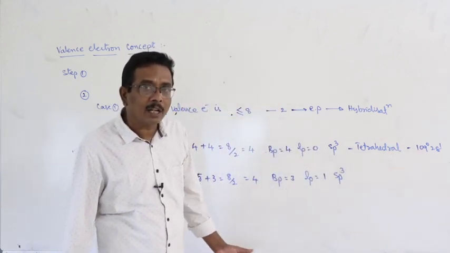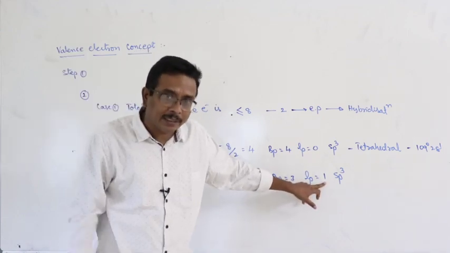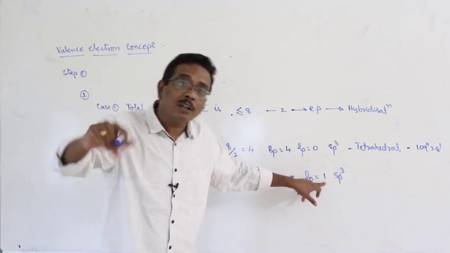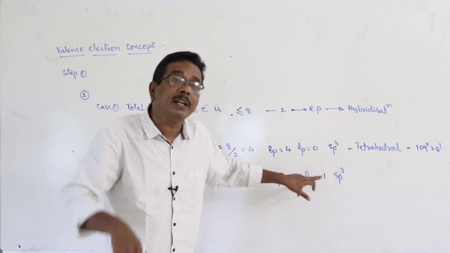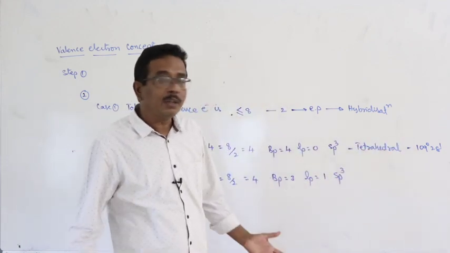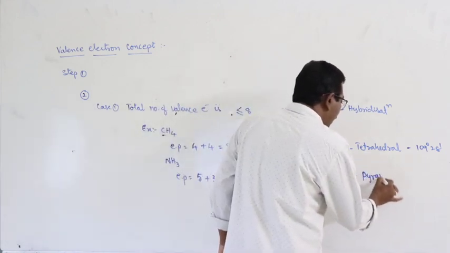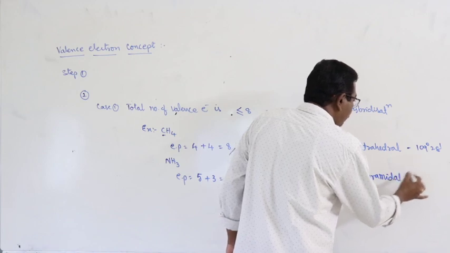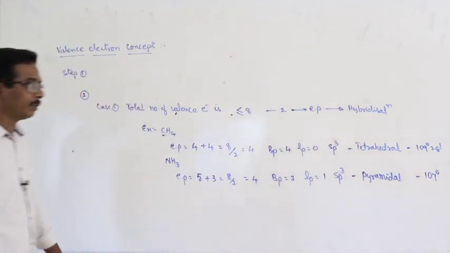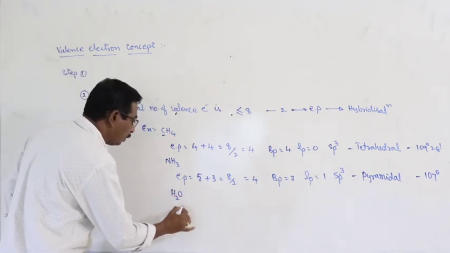But that is not possible. Why? There is a lone pair. According to VSEPR theory, if there is any lone pair in the valence shell of the central atom, automatically that affects the geometry of the molecule as well as the bond angle. Here one lone pair is there, so the bond angle is decreased. Shape of the molecule is pyramidal. Bond angle 107 degrees.